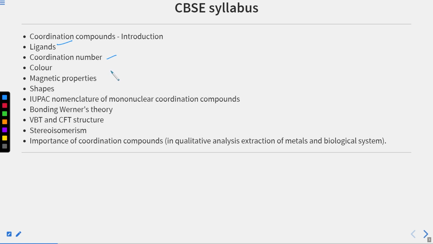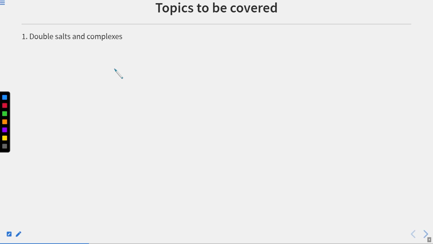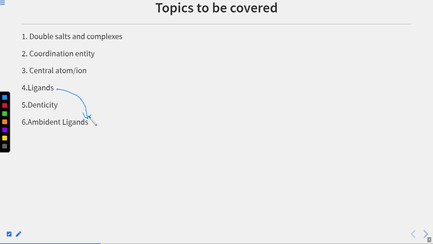If I talk about the topics, the topics are double salts and complexes. We'll try to differentiate between normal compounds and the complexes that we have. Second, we will see what a coordination entity is and what it is constituted of. Third, we will see that it is constituted of central atom and ion. Second is ligand. Then we will talk about the denticity of ligand. After that, we'll talk about the types of ligand, in which we will have ambidentate ligand.